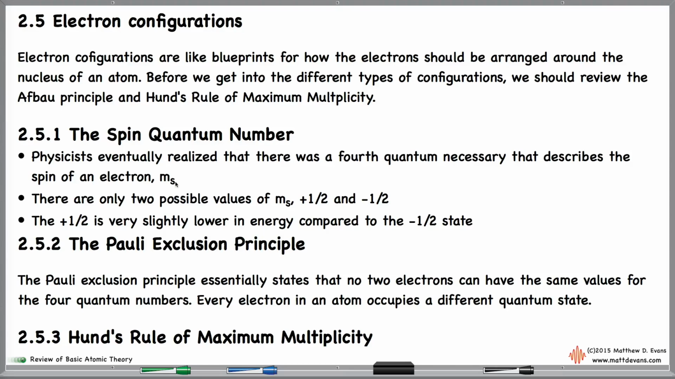This is spin. Not in the sense that it's the Harlem Globetrotters spinning a little electron on their finger. The 2 spin states that are possible for an electron are +1/2 and -1/2. Literally, just those 2 values are possible, and nothing else. The +1/2 state for an electron is very, very slightly lower in energy compared to the -1/2 state.